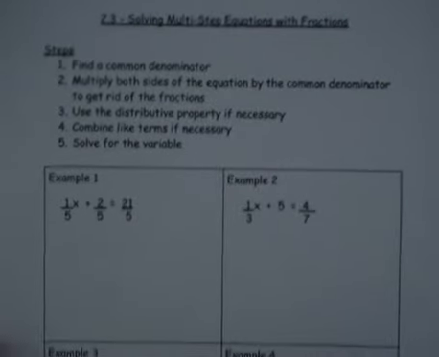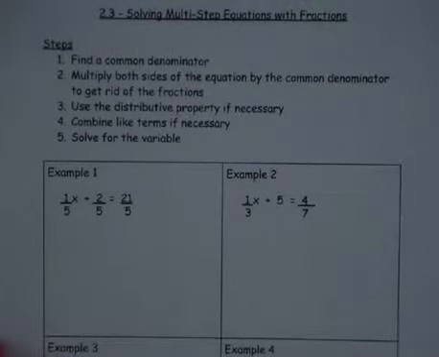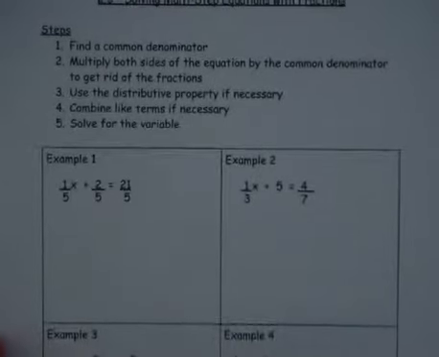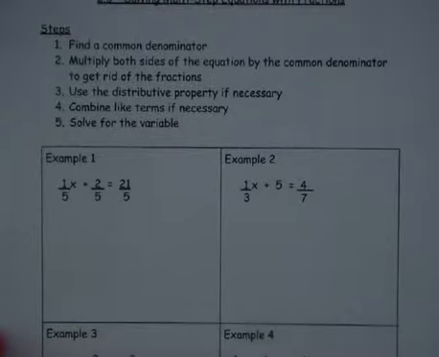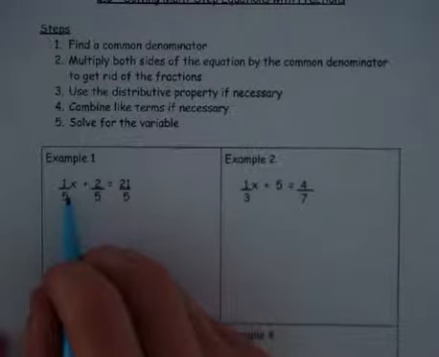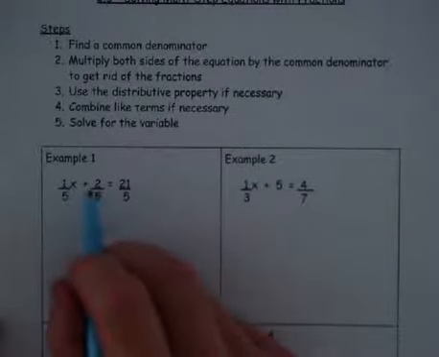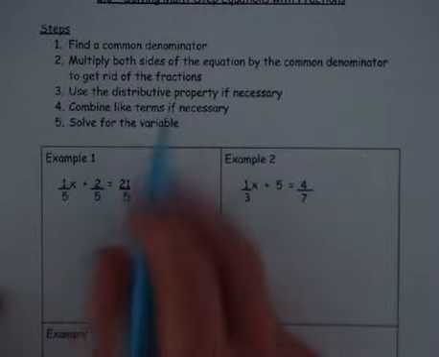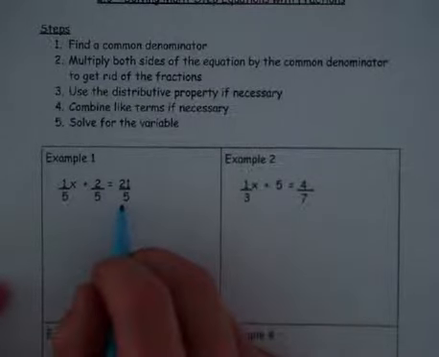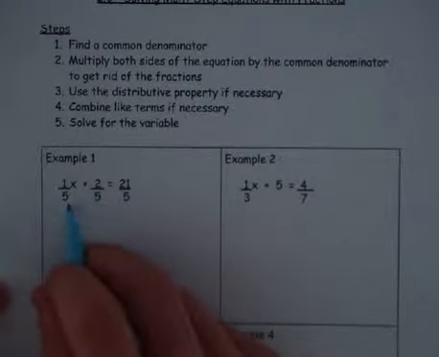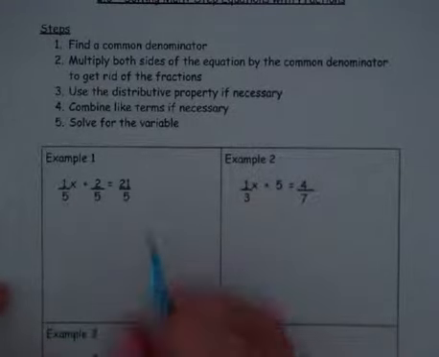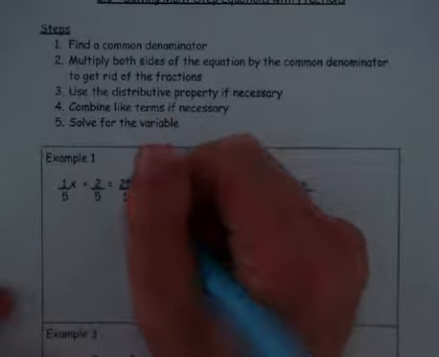The first example says 1/5 x plus 2/5 equals 21/5. Sorry for the focus. I'm just trying to make sure you can see what I'm doing. So here we have 1/5 x, so x over 5 really, plus 2/5 equals 21/5. Now here our common denominator is really simple because it's 5, right? We can see here that 5 is the denominator in all of these fractions. So we can just multiply this whole thing by 5, okay?